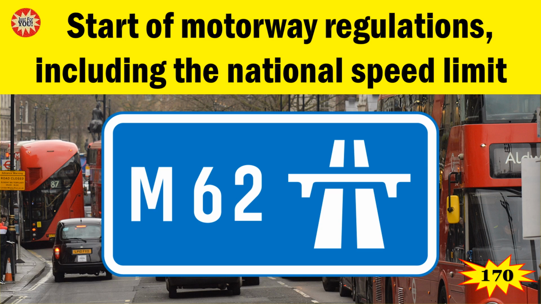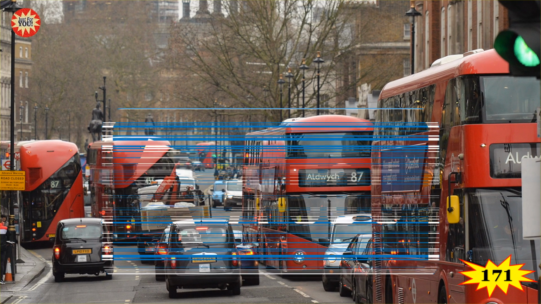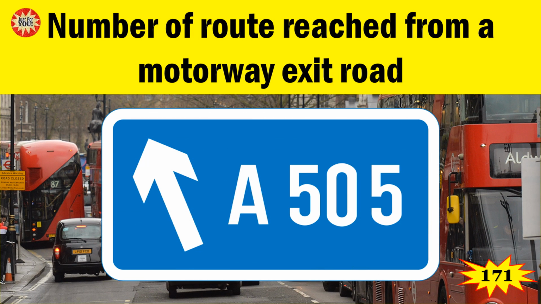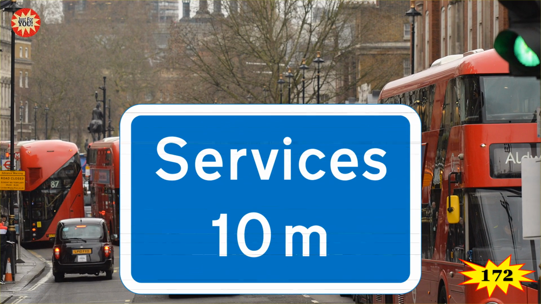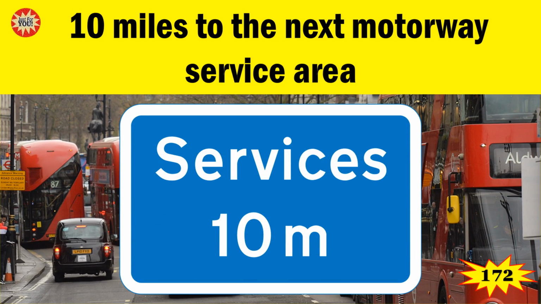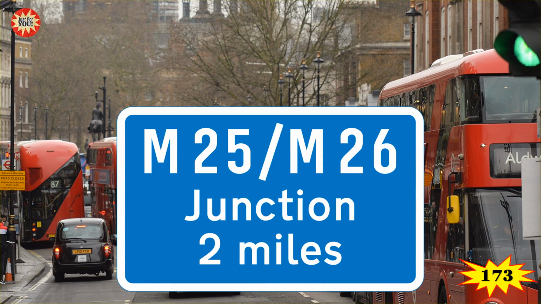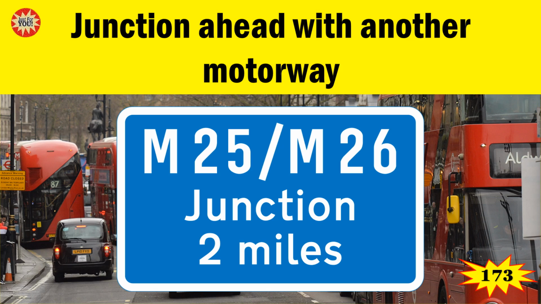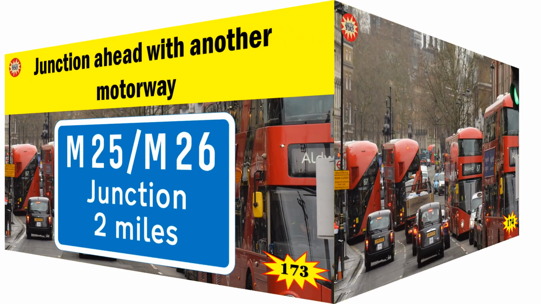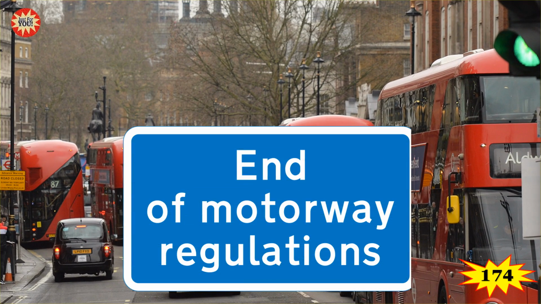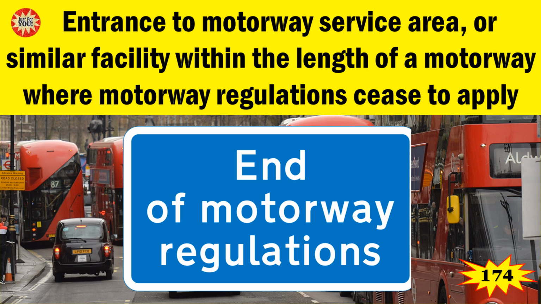Start of motorway regulations, including the national speed limit. Number of routes reached from a motorway exit road. 10 miles to the next motorway service area. Junction ahead with another motorway. Entrance to motorway service area, or similar facility within the length of a motorway where motorway regulations cease to apply.